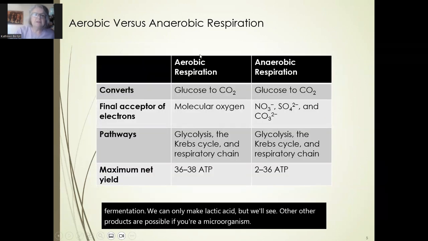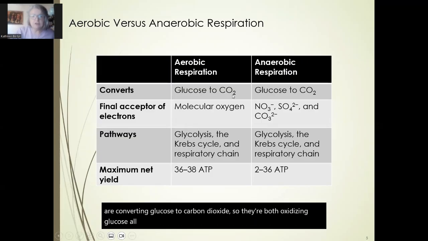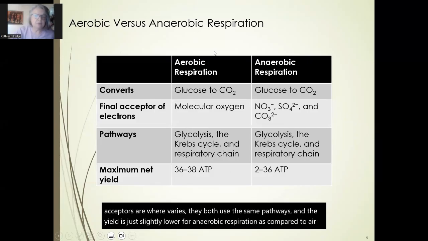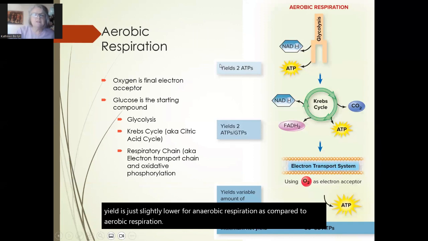So this is comparing aerobic and anaerobic respiration. Both of them are converting glucose to carbon dioxide, so they're both oxidizing glucose all the way down to carbon dioxide. The final electron acceptors are where it varies. They both use the same pathways, and the yield is just slightly lower for anaerobic respiration as compared to aerobic respiration. So let's take a closer look at aerobic respiration.